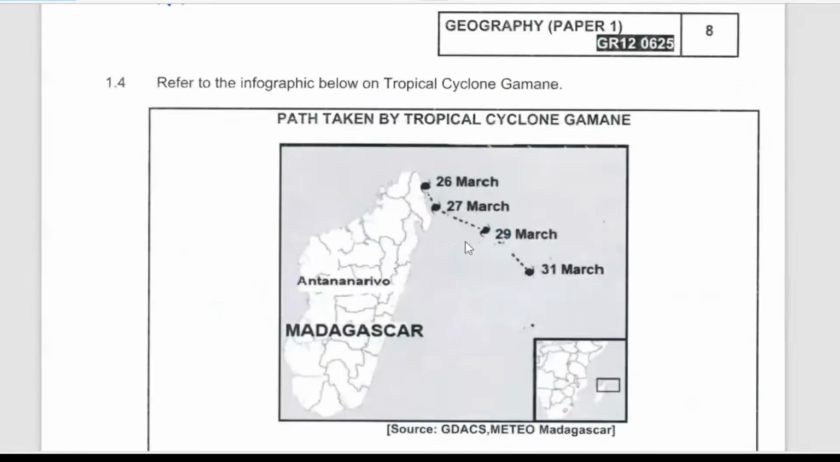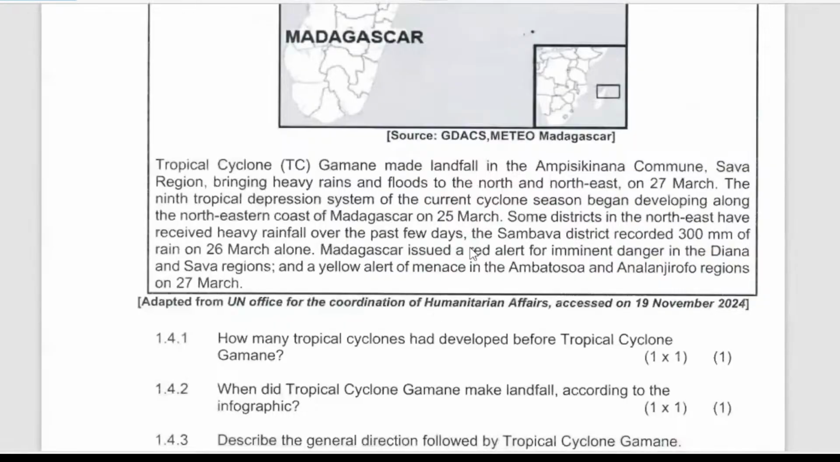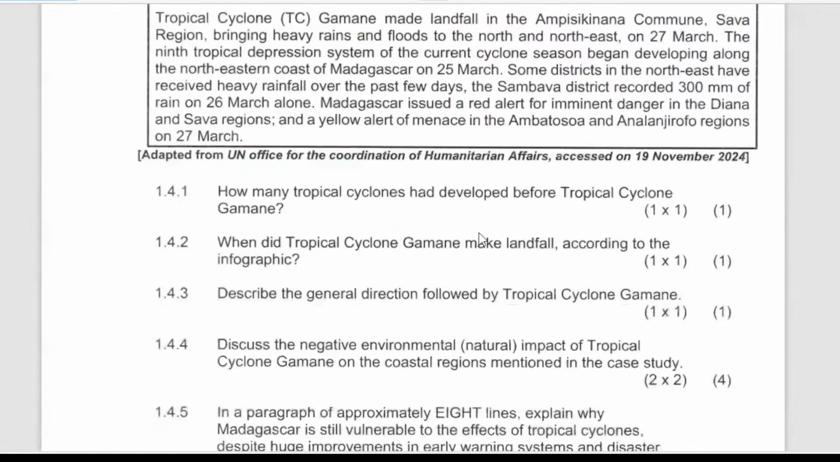It is based on an infographic on tropical cyclone Khamani. Right. The infographic has all the information. We cannot go through it. We want to answer the questions. How many tropical cyclones had developed before tropical cyclone Khamani? Right. What you must note here is tropical cyclones are named alphabetically. According to geography, we name our tropical cyclones alphabetically, meaning we want the number of tropical cyclones which have occurred before tropical cyclone Khamani.